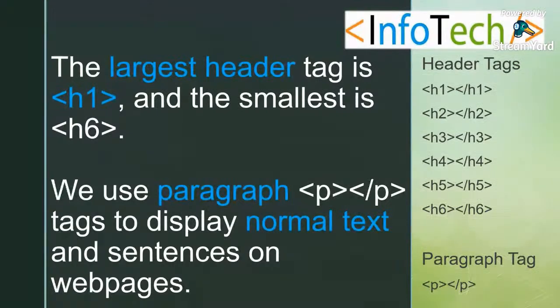We use paragraph tags to display normal text and sentences on a web page. So below, to the right, you can see paragraph tags. And that's basically for when you're writing normal text.